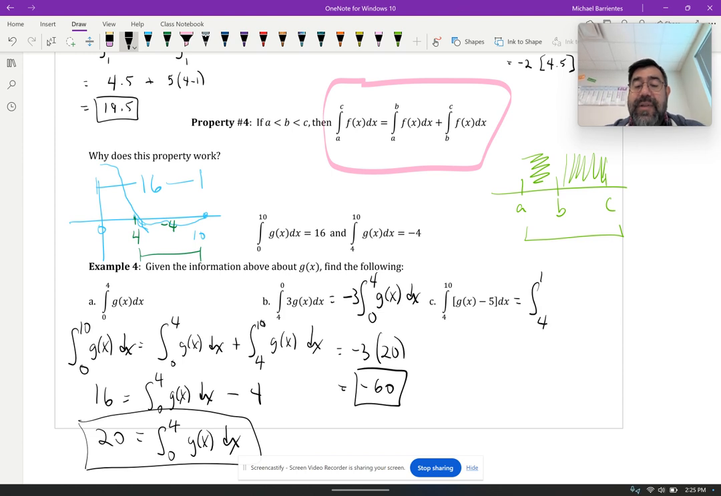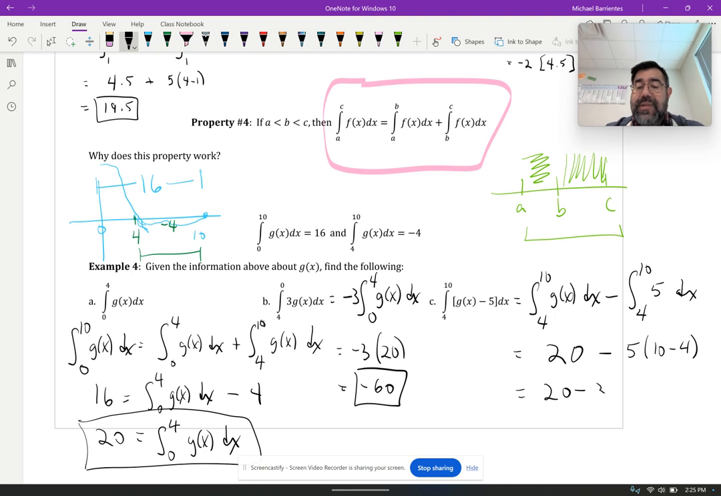And then finally, for letter C, this is really property number 3 that we just talked about. Take the integral from 4 to 10 of g of x dx, minus the integral from 4 to 10 of 5 dx. You can also say plus negative 5 if you'd like. I just wrote minus 5. This first part we already know is 20. The second part is just a rectangle because I have a constant function. So height times base. And so that's going to be 20 minus 30, and that would be negative 10.